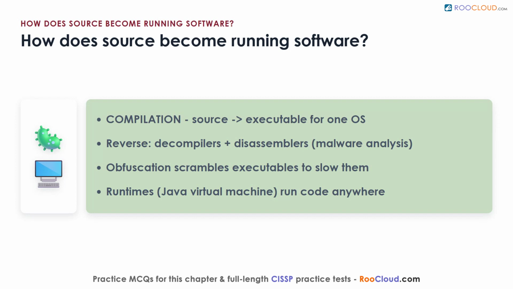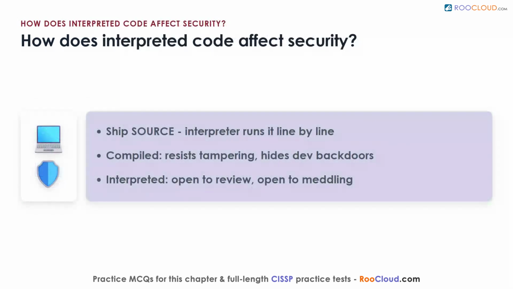Some languages instead lean on a runtime, like the Java virtual machine, that users install so the same compiled code runs anywhere. How does interpreted code differ? And what does that mean for security? With an interpreted language such as Python or JavaScript, you ship the source code itself, and an interpreter on the user's machine runs it line by line. Because the source travels in the open, anyone can read it.